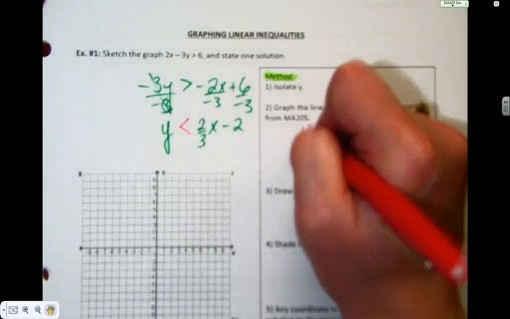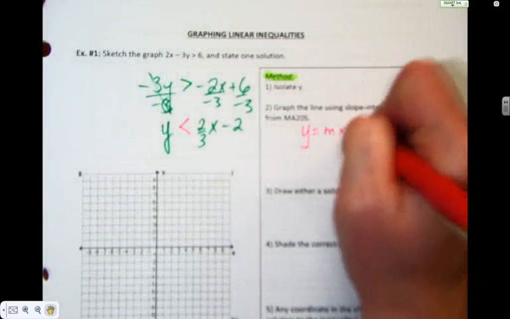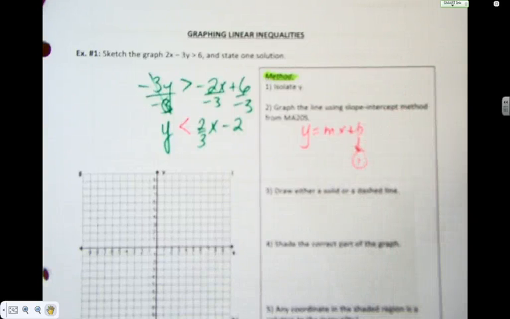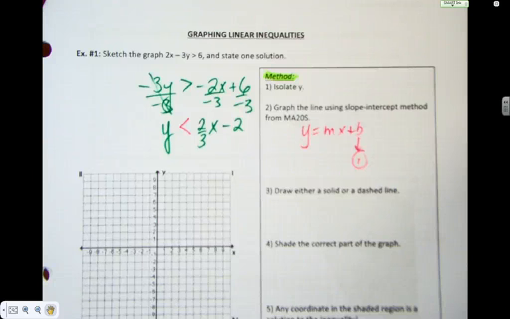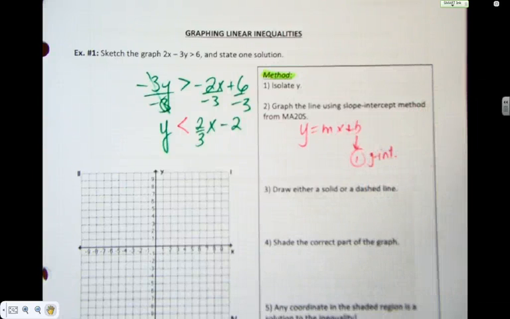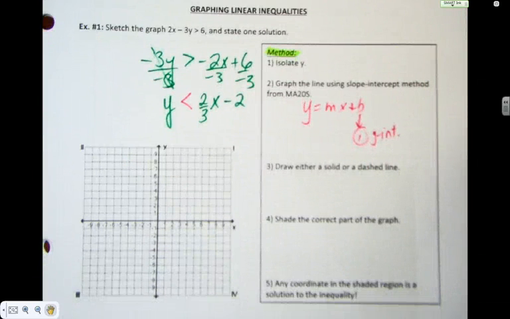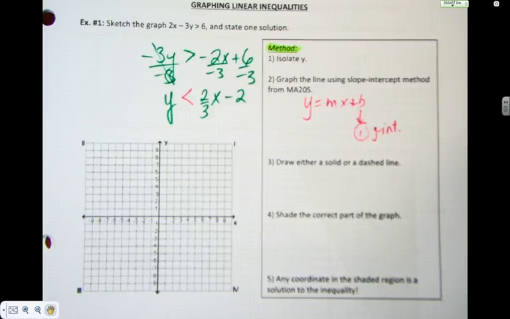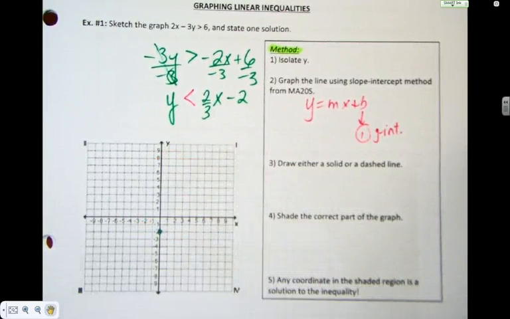So just going back quickly to last semester, y equals mx plus b. We start with the b. That's not clear at all. What is b defined as? The y-intercept. So I'm going negative 2, putting a dot. There's our first point.